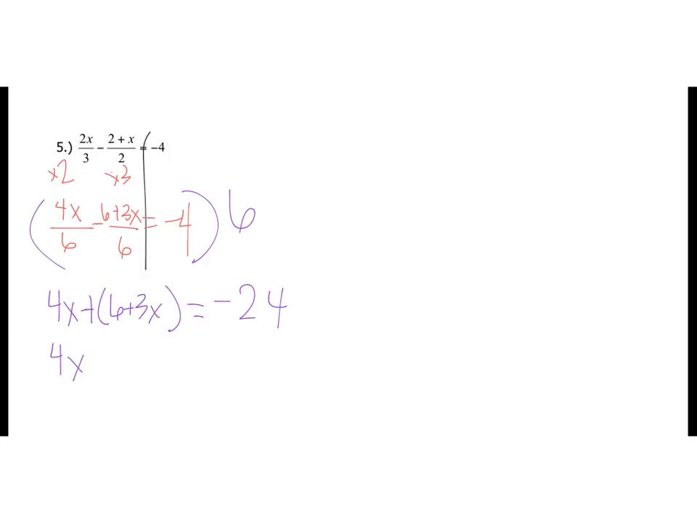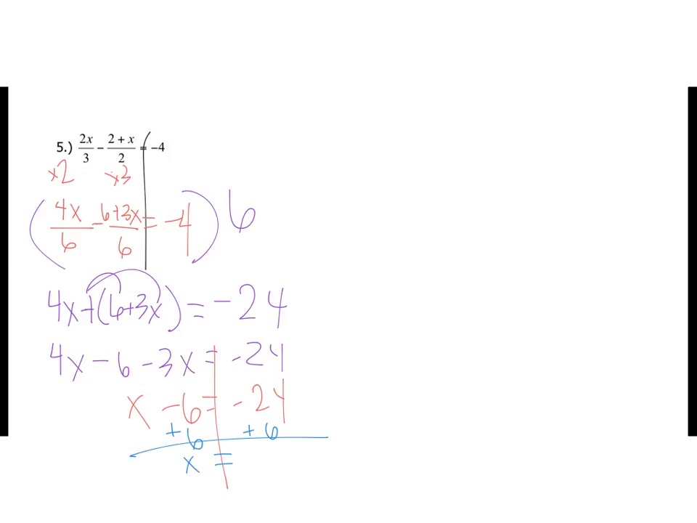So I have 4x minus 6 minus 3x equals negative 24. We need to combine like terms. 4x minus 3x is 1x, or just x, minus 6 equals negative 24. We now need to get the constants to the same side, add 6 to both sides, and x equals negative 18.